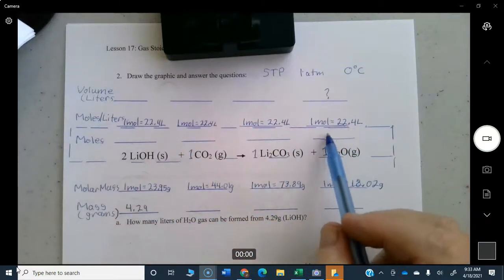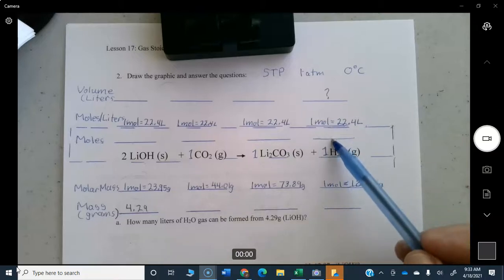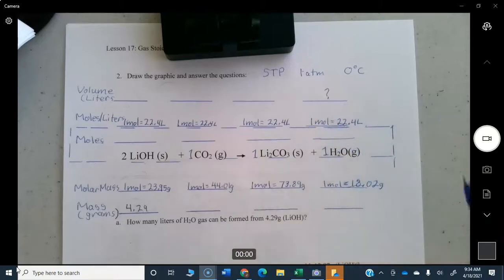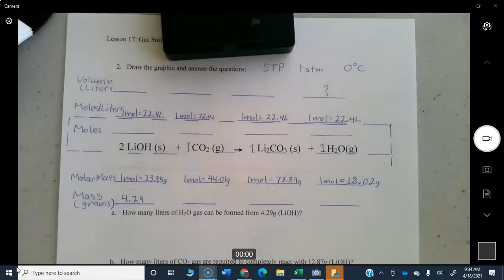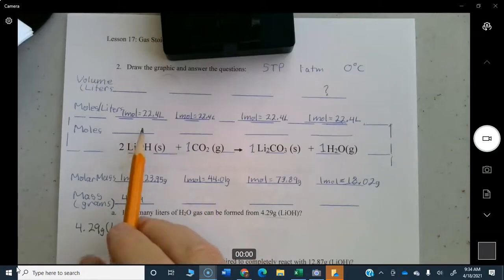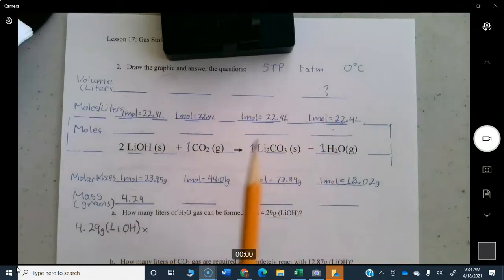Then once you get to this box right here, where you have moles of H2O, you use this conversion to come out and get liters, okay? So go ahead and try to set this up on your own. Pause the video, that's legal. Okay, so we're starting with 4.29. And it's 1, 2, 3 conversions.